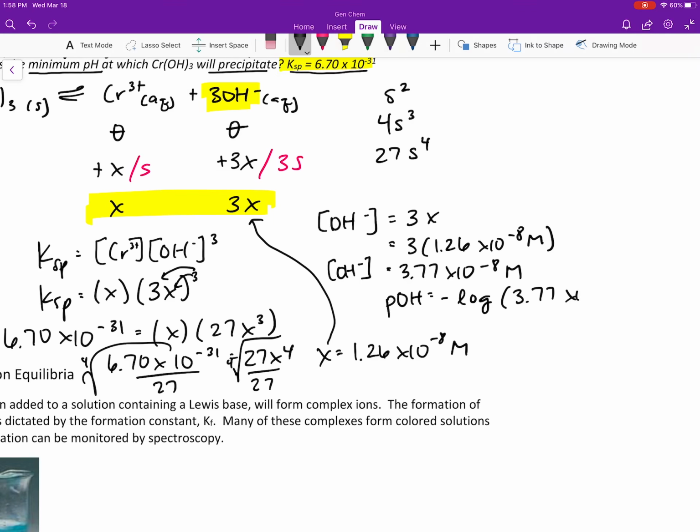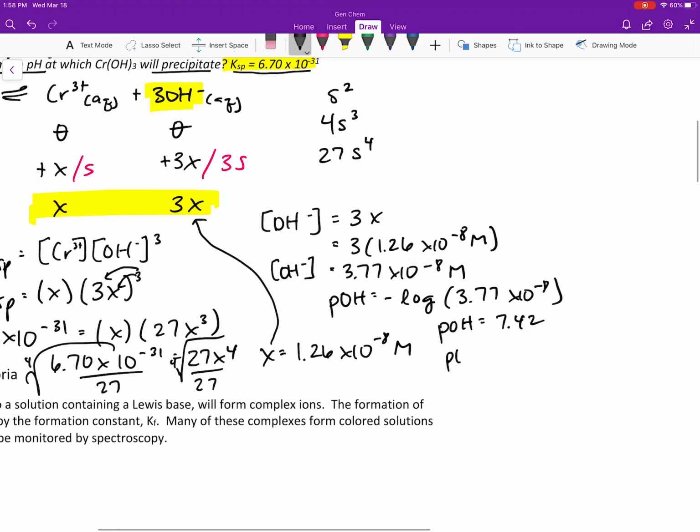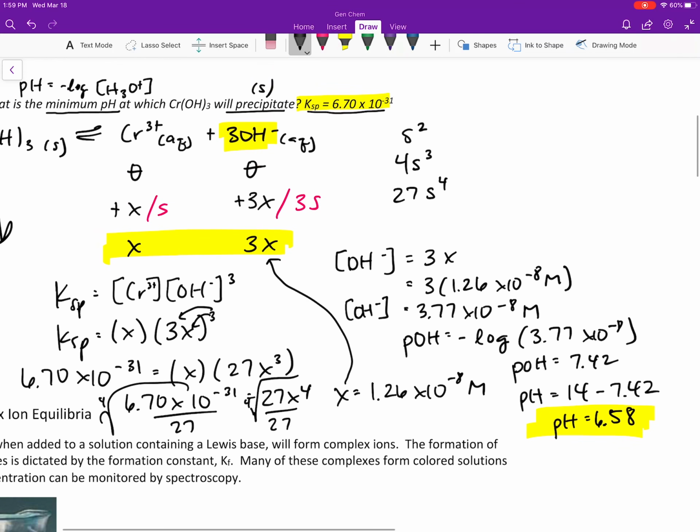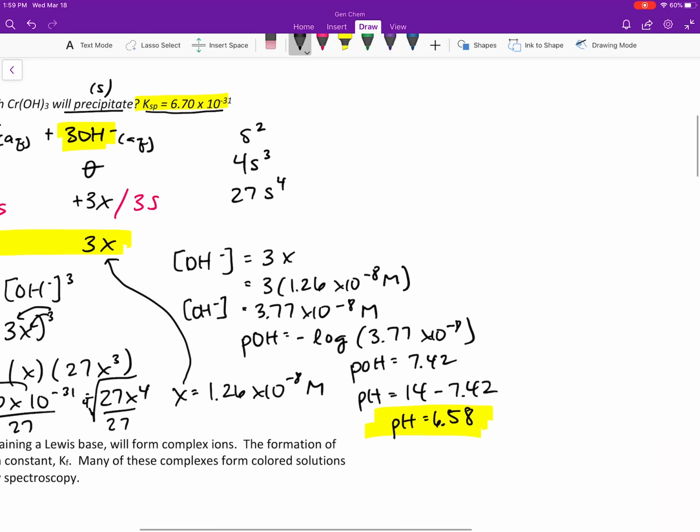We're going to plug that back in to the negative log of OH, which gives us a pOH of 7.42. pH is equal to 14 minus 7.42, and that's going to give me a pH of 6.58. Okay, so that's the pH at which chromium hydroxide will begin to precipitate as a solid.